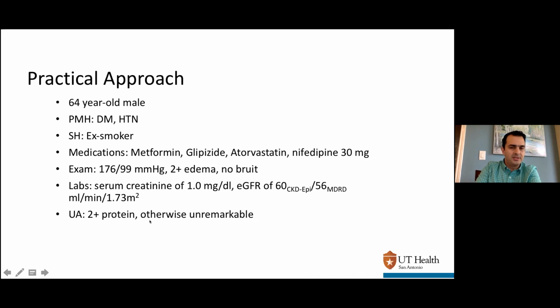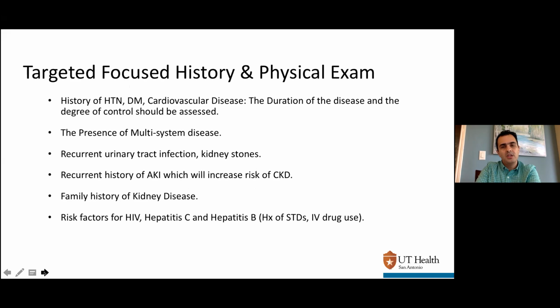There are no RBCs, nothing else that I can see on urinalysis. So please remember the presentation: the blood pressure, the edema, the creatinine of 1, and the urinalysis with 2+ protein. We'll come back to this patient at the end of the lecture. So how would I approach this patient in my CKD clinic? A targeted, focused history and physical exam is really important, especially the history.